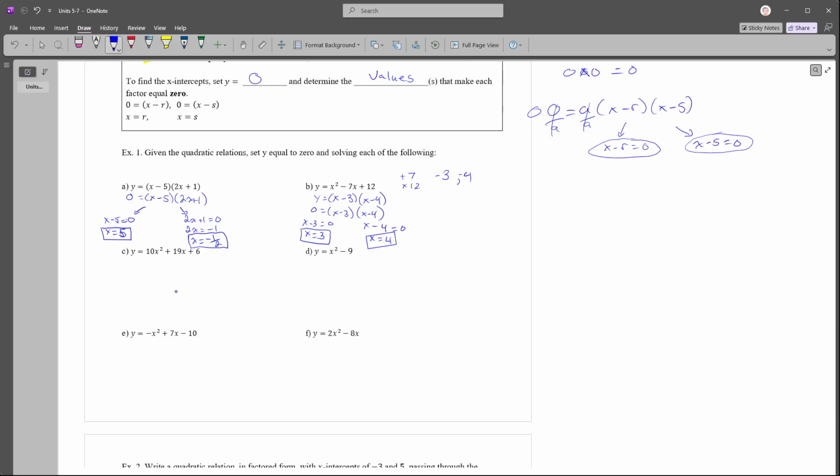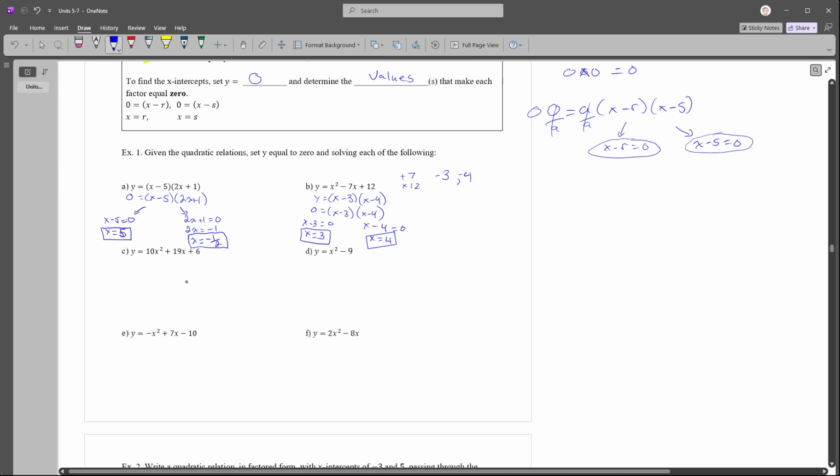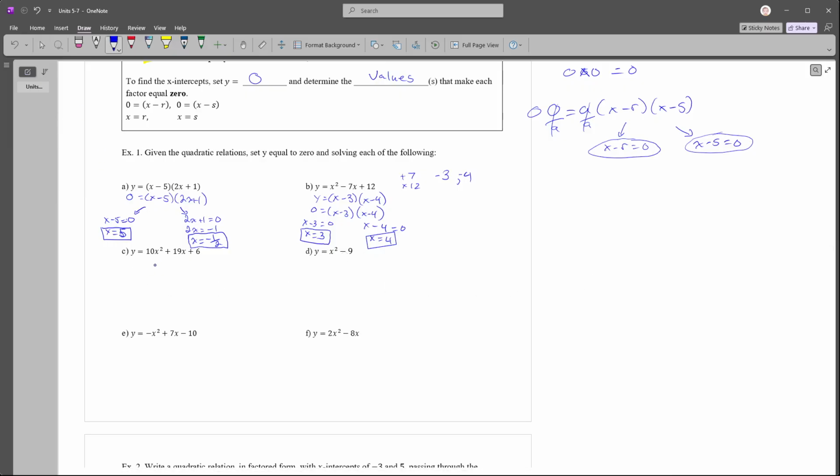So for each one of these questions, I recommend that you take a minute, pause the video, and try and actually do the calculations on your own. Remember, the goal is to basically just factor. So we're going to take each one of these pieces and we're going to factor it, and then we're going to set y equal to 0 and calculate our x-intercepts.